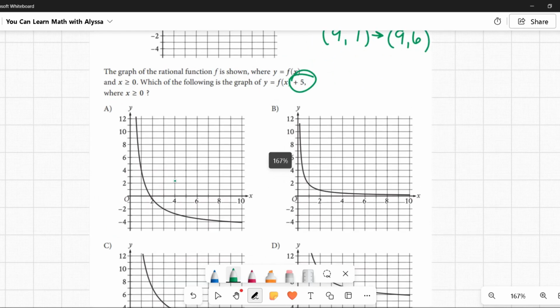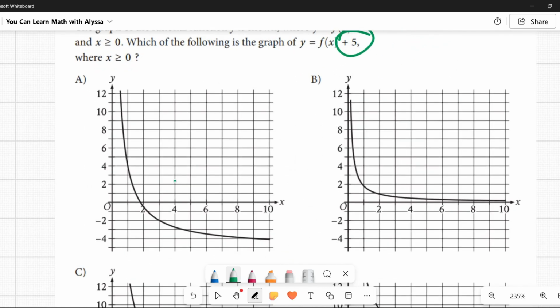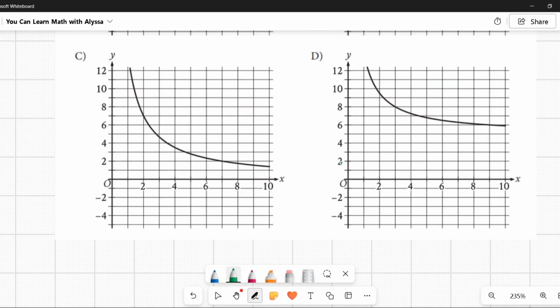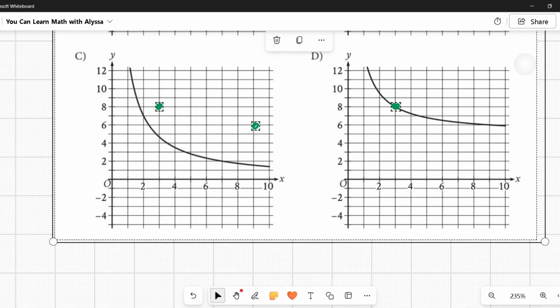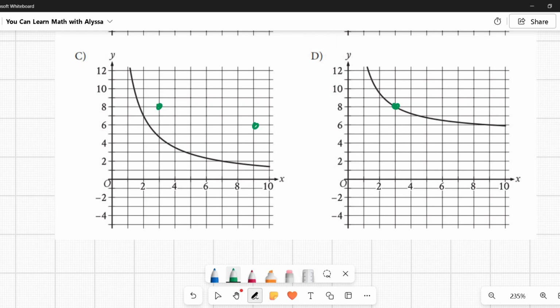Okay, so here's my first one, 3, 8 and 9, 6. Not even close. There's 3, 8 and there's 9, 6. Nope. My second one, there's 3, 8 and there's 9, 6. Not a chance. My third one, there's 3, 8 and there is 9, 6. And my last one, there is 3, 8 and, okay, there we go. And there is 9, 6. So yes, that is confirming that it's D.